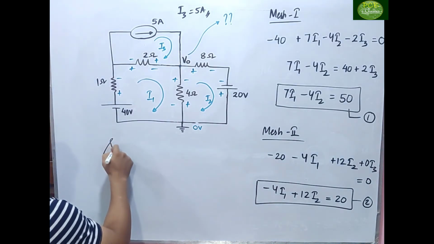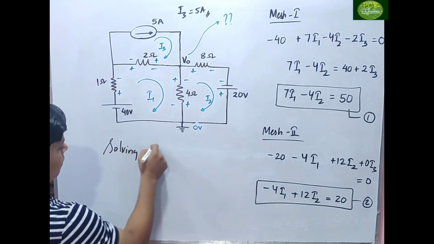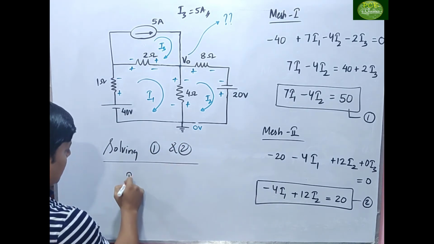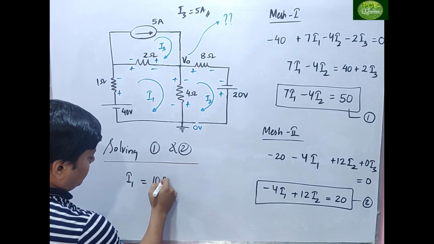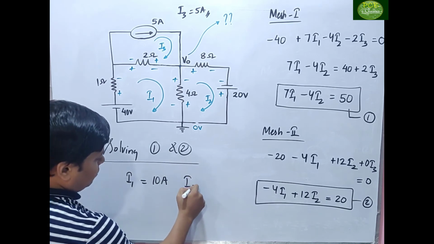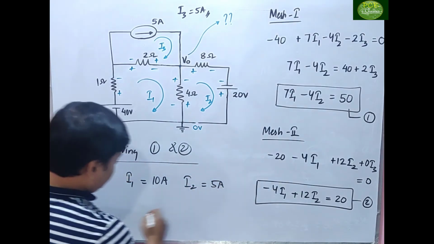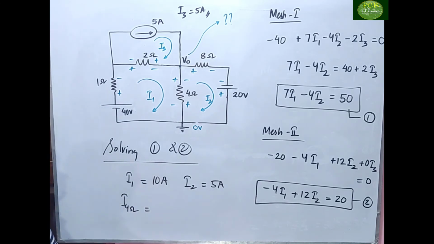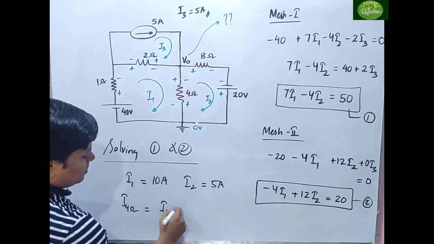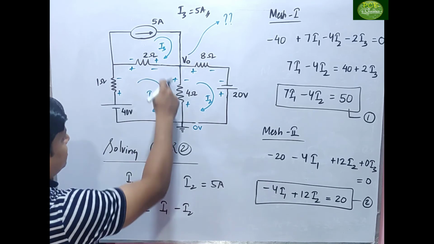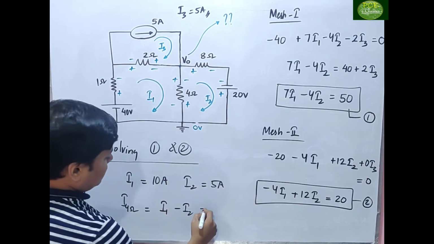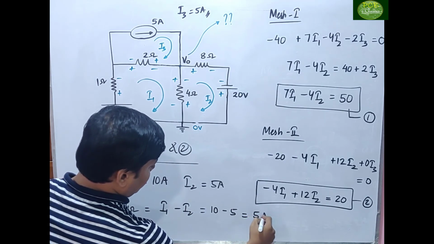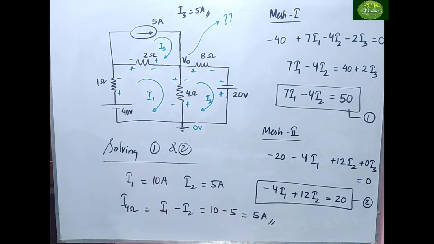Now, solving 1 and 2, I will get I1 equals to 10 ampere. You can find it out. I2 equals to 5 ampere. So, what is the current flowing in the 4 ohm? I1 minus I2. What is I1? 10 minus 5 ampere. What is the current flowing in the 4 ohm? 5 ampere.